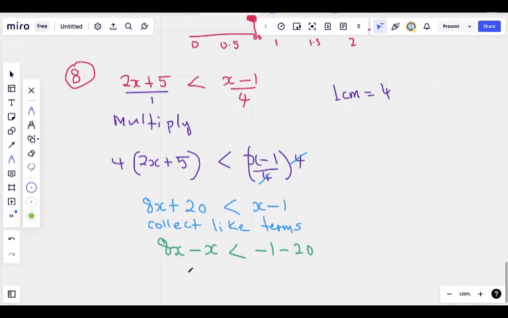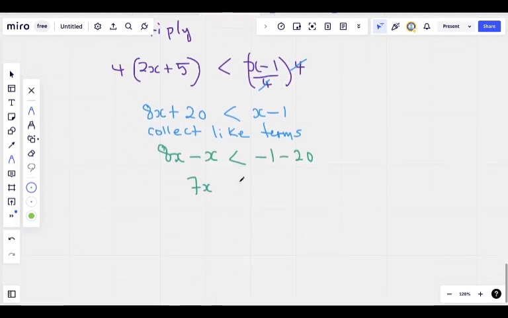So 8x minus x is 7x. So we simply say 7x is less than negative 21, because minus 1 minus 20 is minus 21. Here, we are not dividing by a negative. We are only dividing by 7. So we divide both sides by 7. So this sign will not change. Remember, this sign will only change when you divide by a negative.